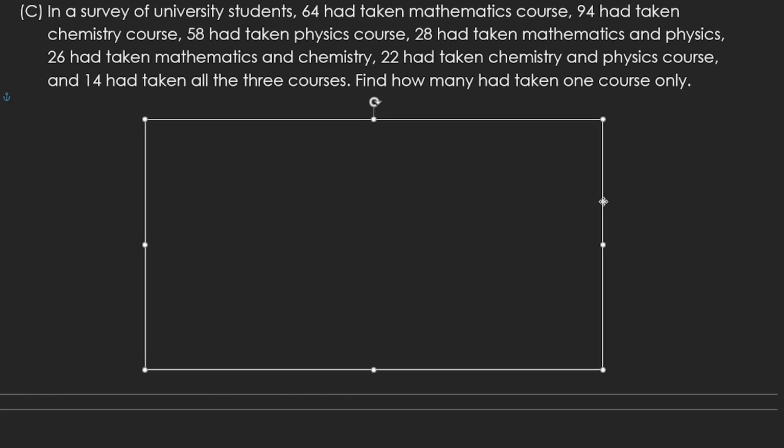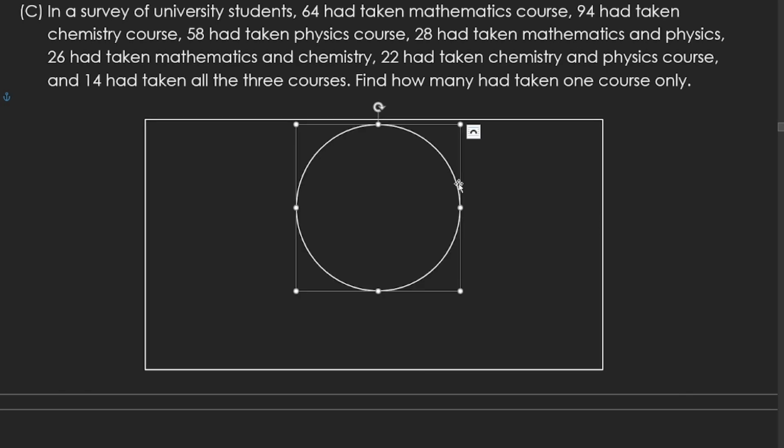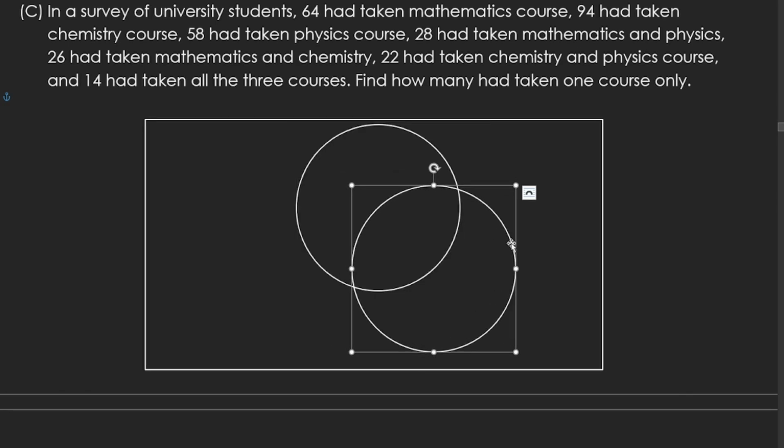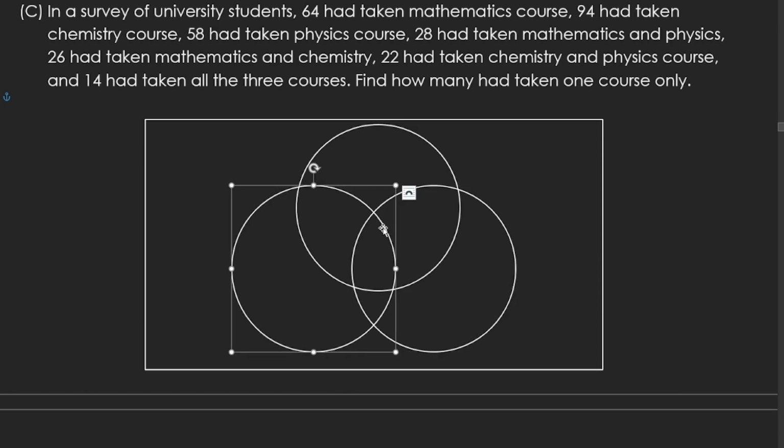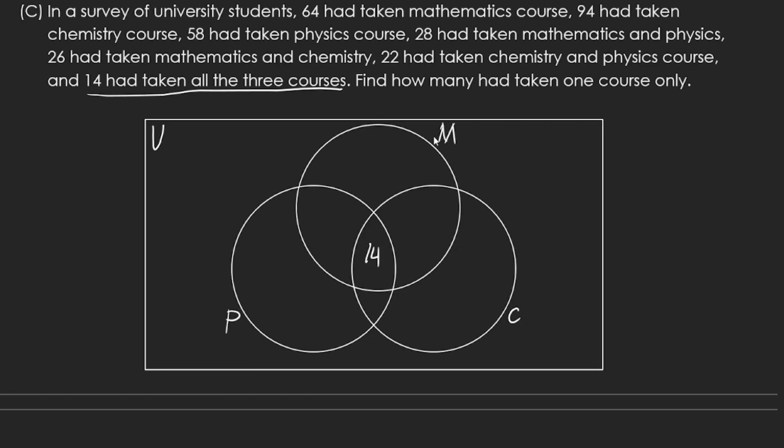Let's construct our Venn diagram. Our universal set, one for mathematics, another for chemistry, one final one for physics. Label this as U, mathematics, chemistry, and physics. Again, with Venn diagrams, start at the center. 14 had taken all 3 courses. Looking at math and physics, there are 28 of those who take math and physics, 14 of whom took chemistry also. 28, take away 14, we have 14.